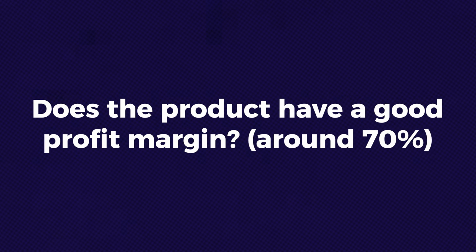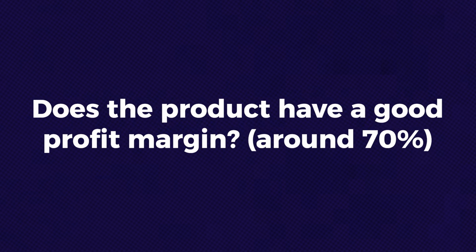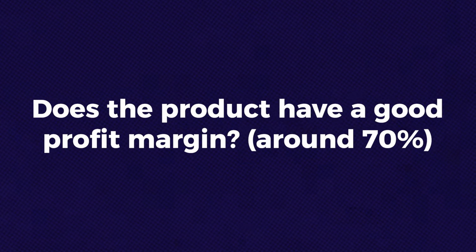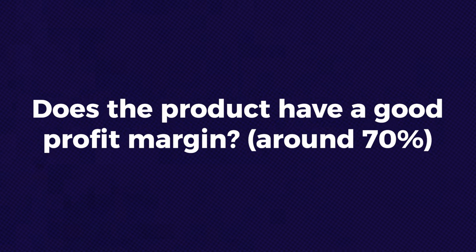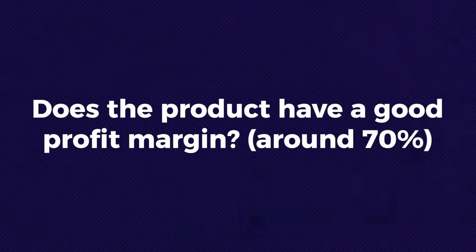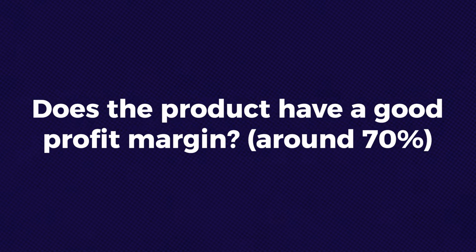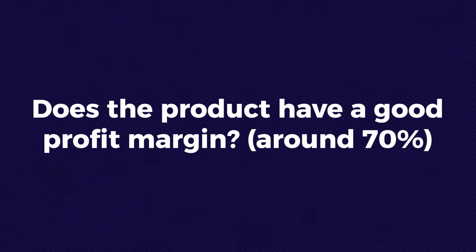Does the product have a good profit margin? We want to sell the product for at least 3 times the supplier price and achieve around a 70% profit margin, mainly to cover ad costs and other marketing expenses. If you can say yes to all of these, congratulations! You found a winning product for your dropshipping store.